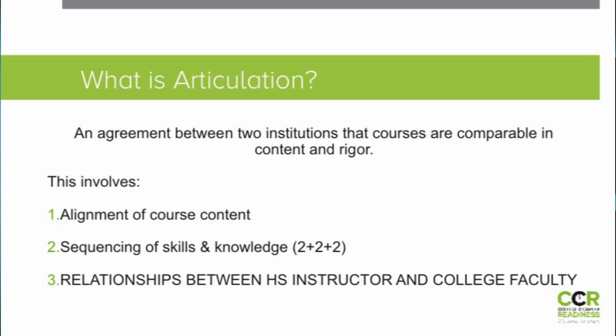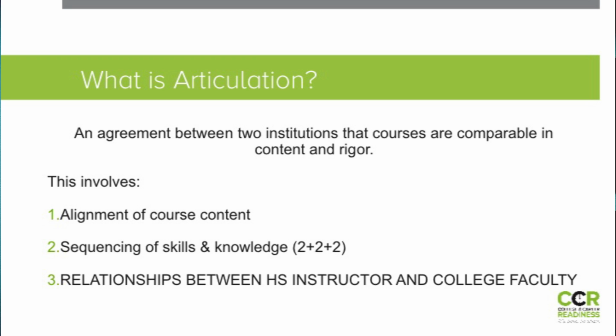So what is articulation actually? Articulation itself means that there's been an agreement of some kind between two institutions that says that courses are similar in content and rigor in some way. Now, it could be a course, it could be a program, but it indicates that something at the high school, in this case, is similar in content and rigor to something at the college.